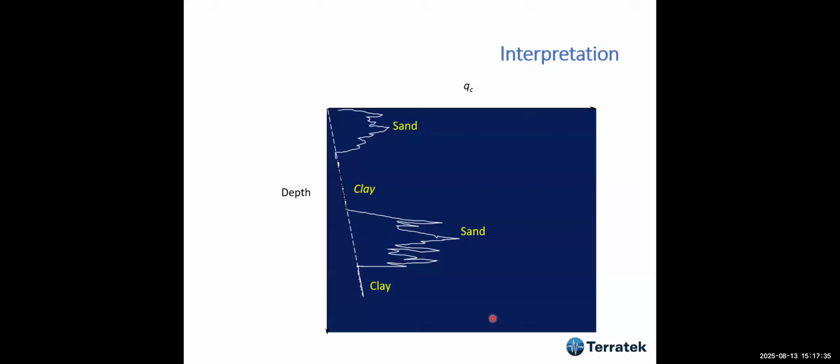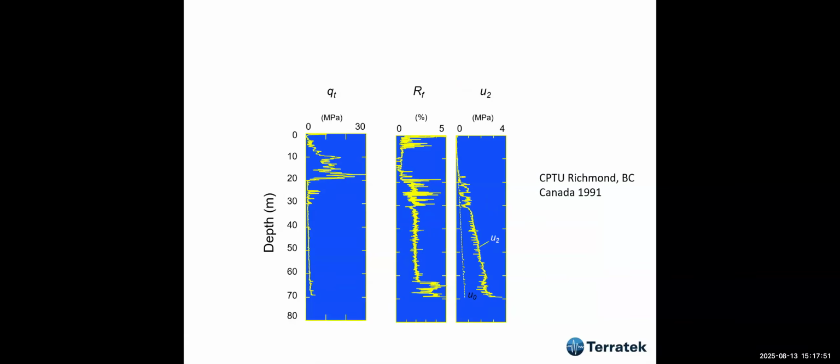This was in the early days, in which it was easy to find where there was sand and where there was clay: sand has high qc, and clay has low qc. This is uncorrected tip resistance. Okay, and this evolved a lot.